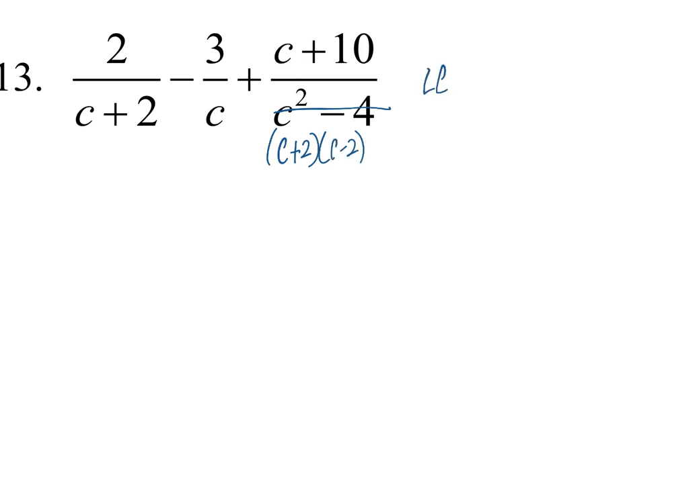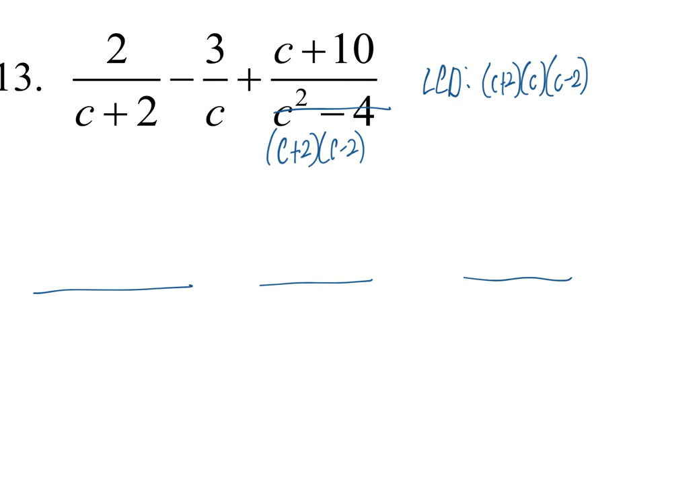So for this LCD, let's write down all the different factors we see. We see a C plus 2, so write it down, copy paste. We see a factor of C. We then see a factor of C plus 2, but I've already written it down, and C minus 2, and that's not up there yet. So I need to rewrite all 3 of these expressions so that the denominators look like the LCD.